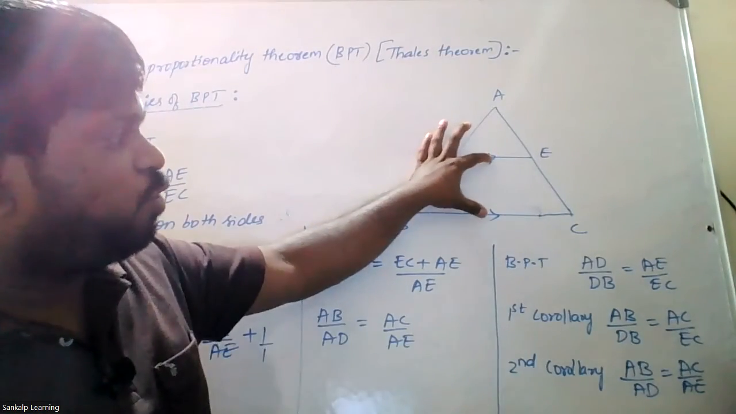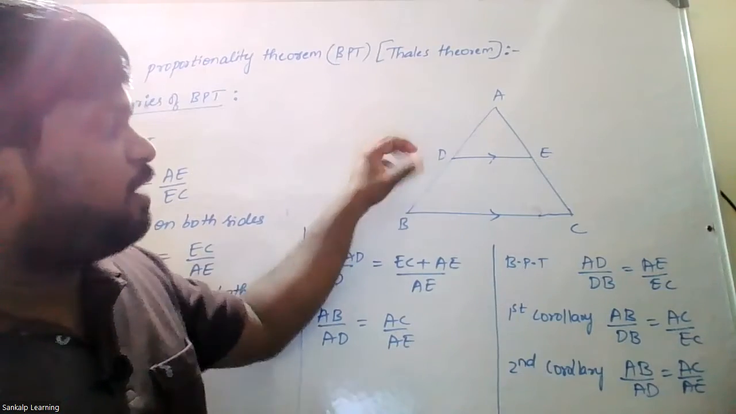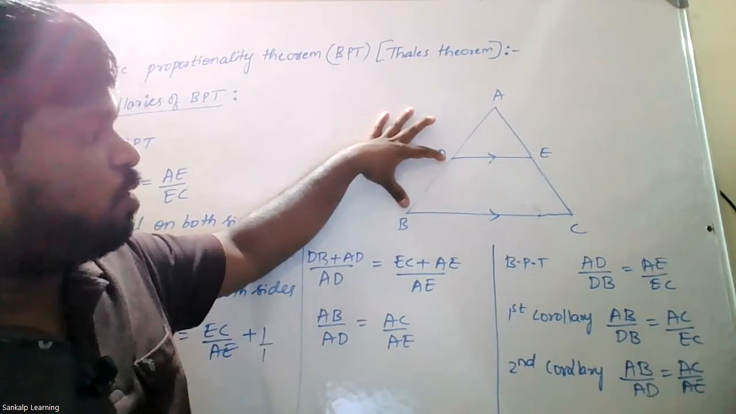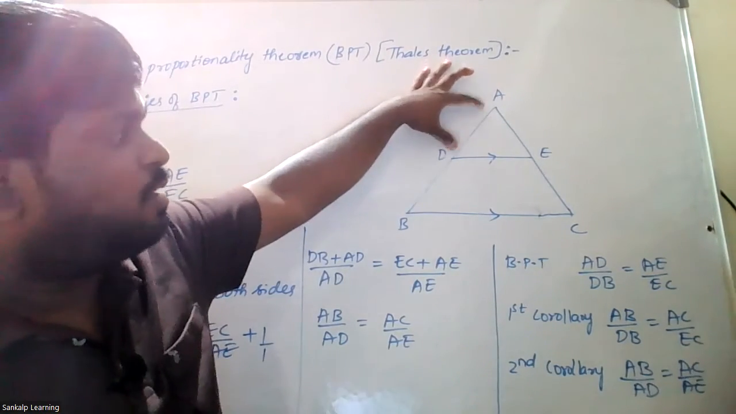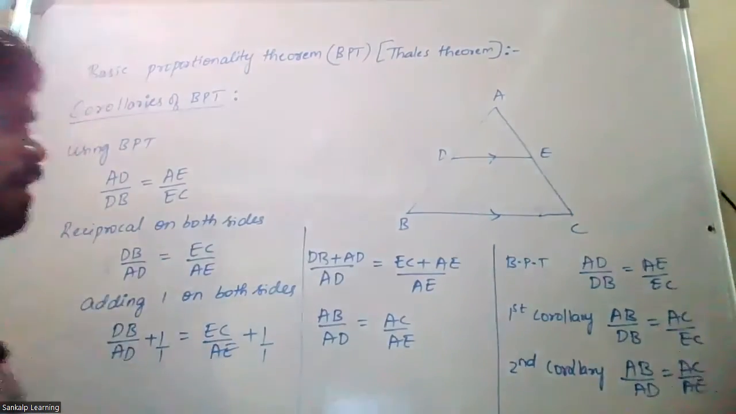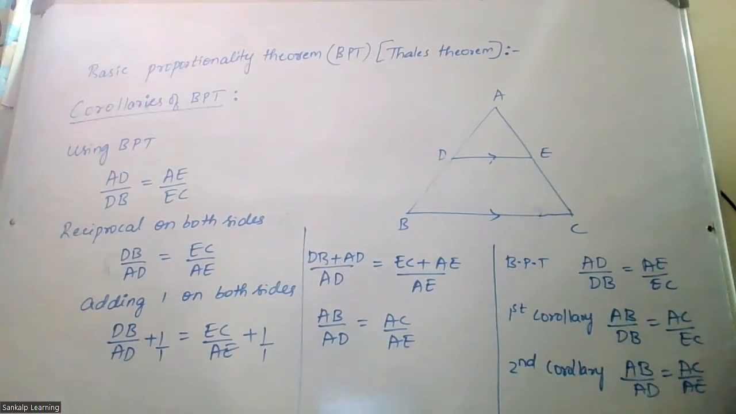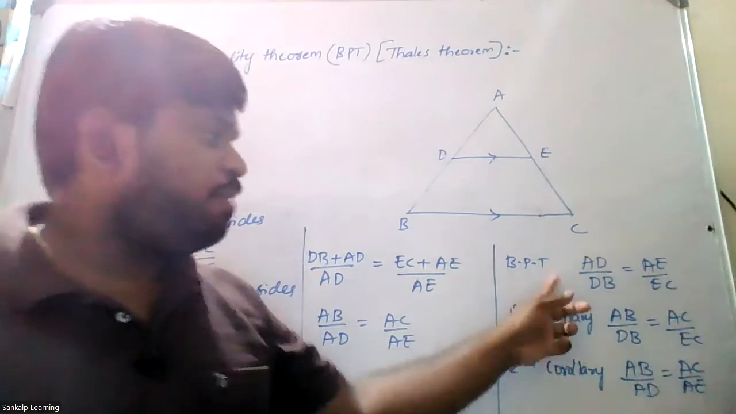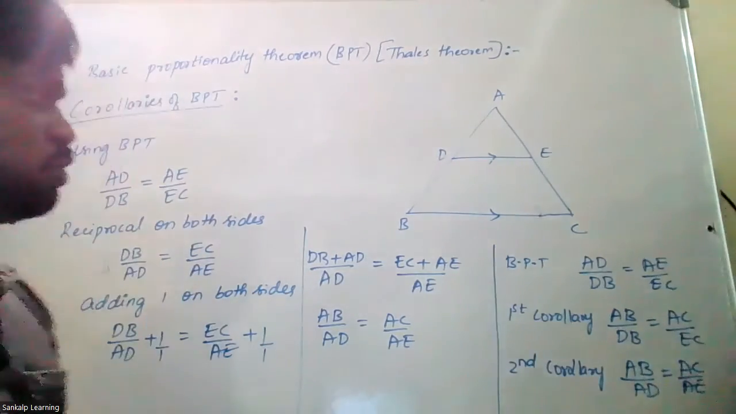For the first one, we took between the parallels. You have to take the remaining. This is what we took in the first corollary. What is the remaining? AD. So AB by AD, AC by AE. Okay. So these are the two corollaries. Along with BPT, we should also remember these two things.